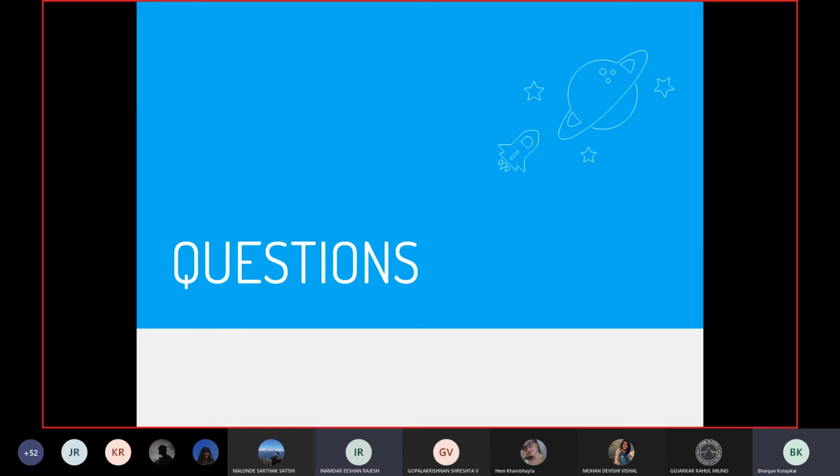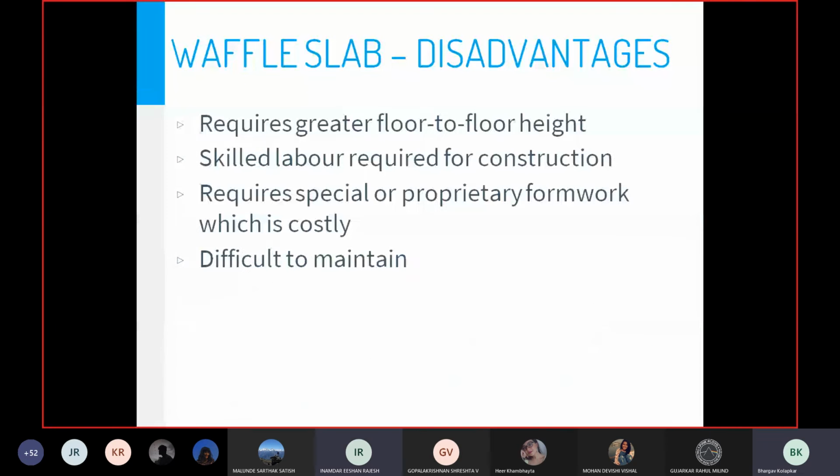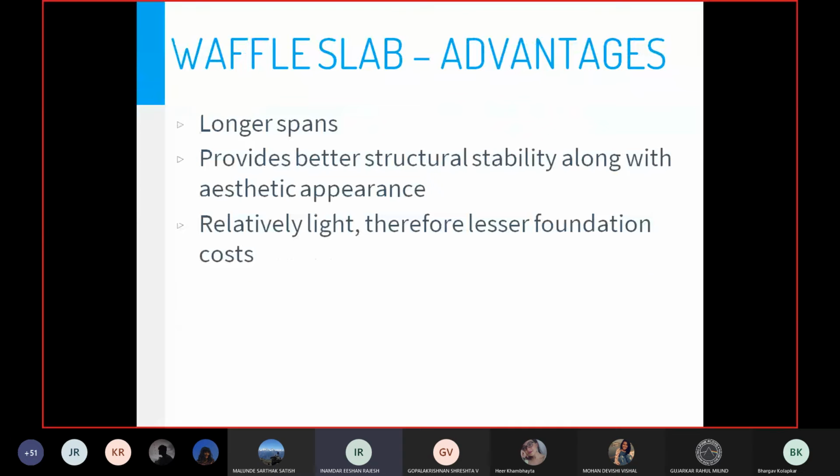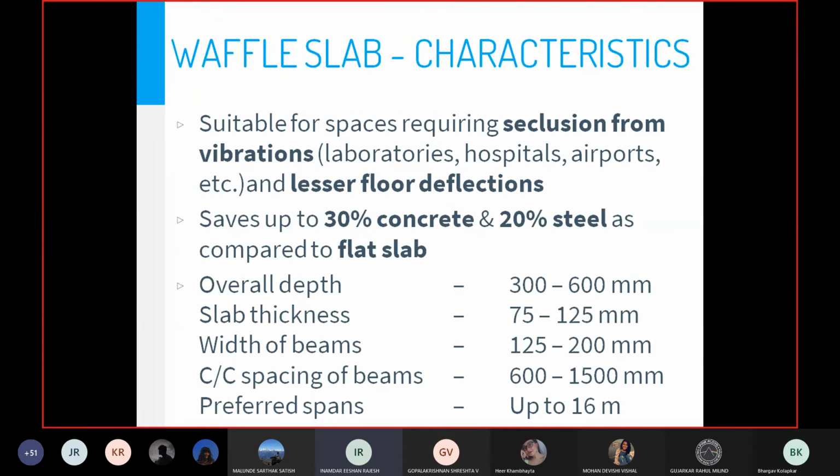I had a question. It's related to the IDS project. My span is slightly greater than 16 meters. It's about 17.5. So in that case, do we increase the depth of the waffle? Because I have taken it approximately 700. I think that should suffice.